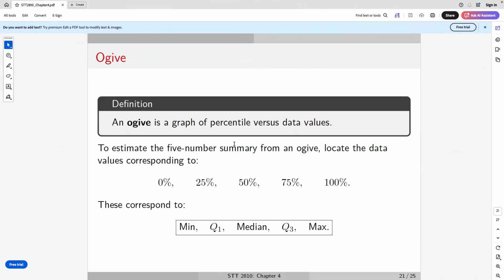The other thing we want to talk about is the ogive. For this one, it's just a graph of the percentile versus the data values. So that is what the ogive is. It's just a graph of percentile versus the data values.